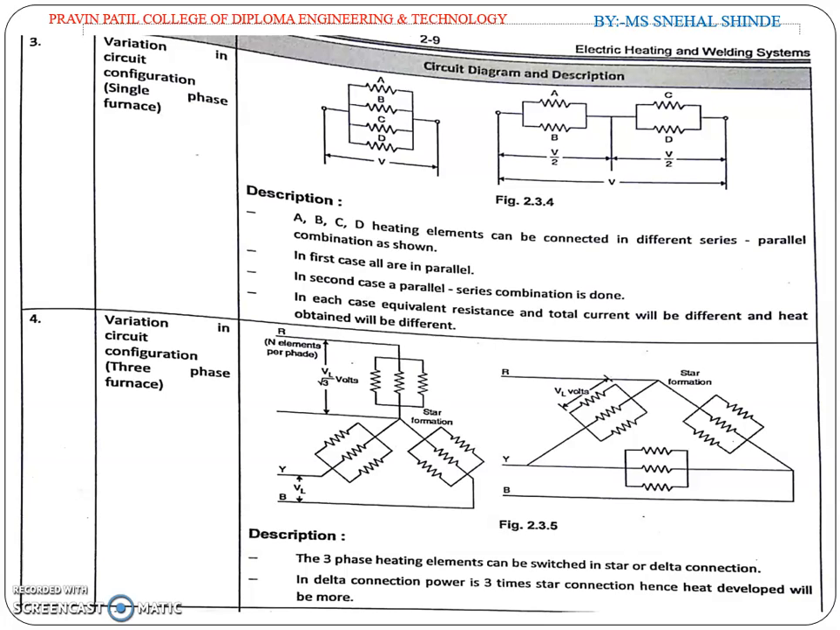Variation in circuit configuration, three-phase furnace. In this, the three-phase heating element can be switched in star or delta connection. In delta connection, power is 3 times star connection, hence heat developed will be more.